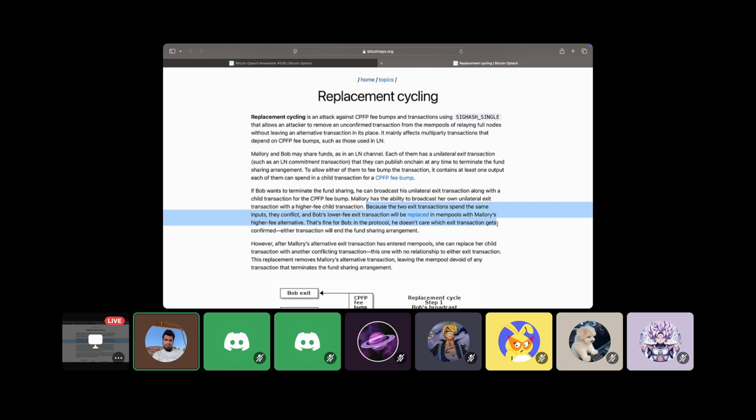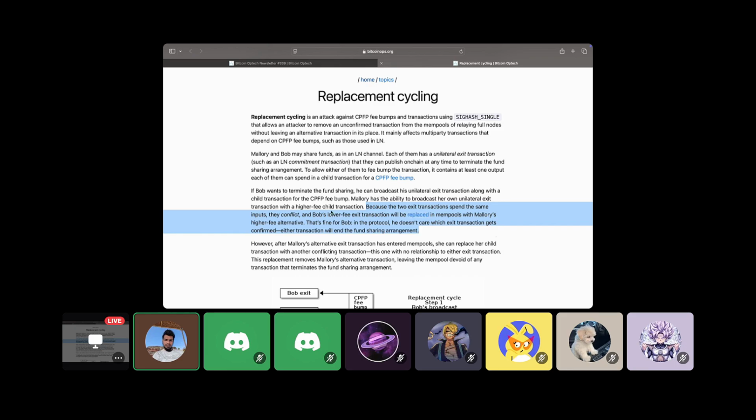That's fine for Bob. In the protocol, he doesn't care which exit transaction gets confirmed. Either transaction will end the fund sharing arrangement, right? So even if the miners remove Bob's transaction and mine Mallory's transaction, it's irrelevant to Bob, right? At the end of the day, what Bob wants in our example is to exit this multi-party contract, right? Whether he exits it by broadcasting and mining his own version of the commitment transaction, or whether Mallory's version of the commitment transaction is irrelevant, right? So even if the miners evict Bob's version and mine Mallory's version, it's irrelevant and insignificant to Bob because eventually Bob gets what he wants. That is, Bob exits the multi-party contract, right?